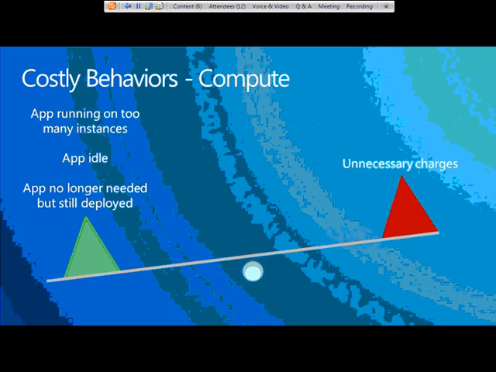Some costly behaviors of compute. Well, if your app is running on more instances than you need it to, that's unnecessary charges. If the app is idle, nobody's using it, but you have it deployed, well, the way that compute hours work has nothing to do with usage. As long as your app is deployed, chronologically on wall clock time, hour after hour, you are paying. Or an app that no one's even using anymore, no longer needed, but you've forgotten and just left it there in the cloud. Well, that's going to cost you month after month.